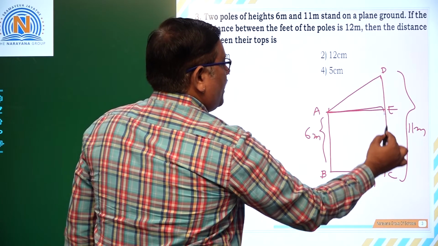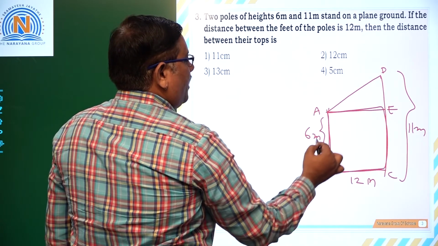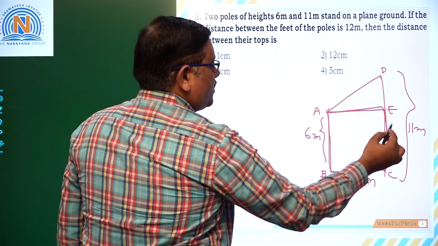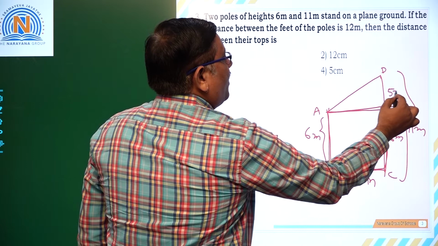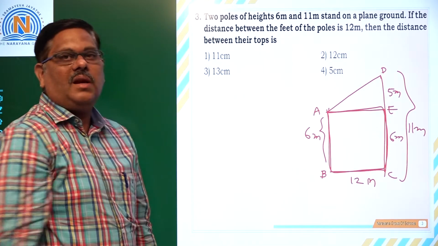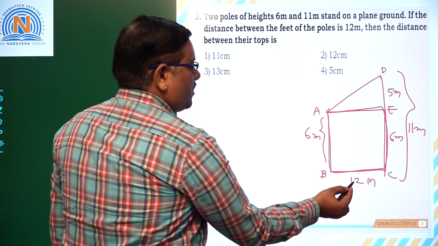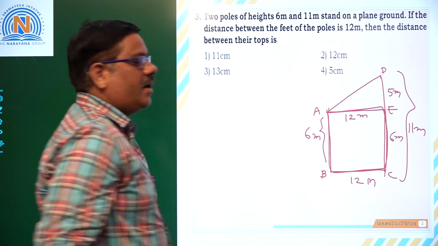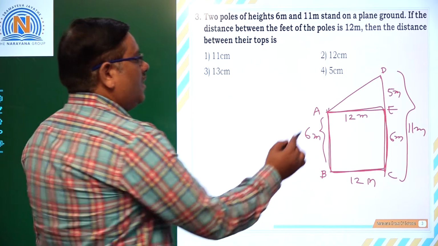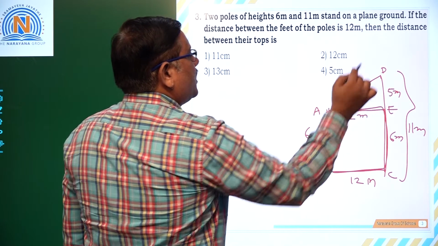As this is a rectangle, if this is 6 meters, this is also 6 meters. So this length is 6 meters, then obviously this length will become 5 meters because 5 plus 6 results in 11 meters. So here it is 12 meters, as these two are opposite sides, they are also equal in length in a rectangle, so that is also 12 meters. So we have AE length as 12 meters, DE length as 5 meters.